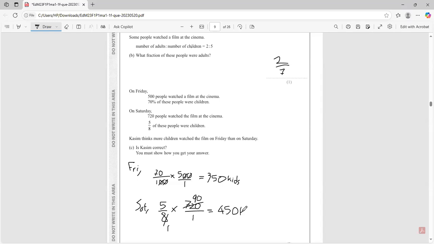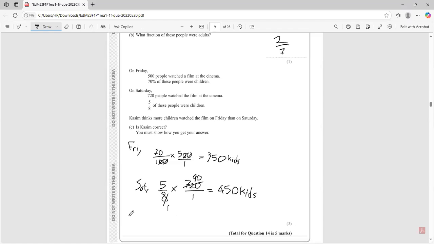So can we make a decision now? Is Kasim correct or not? Yes, he's correct. Huh? Are you sure? He says more children watched the film on Friday than on Saturday. On Friday, we have 350 kids. On Saturday, we have 450 kids. So are you sure Kasim is correct? I think he's incorrect. So Kasim is incorrect. Kasim is wrong.